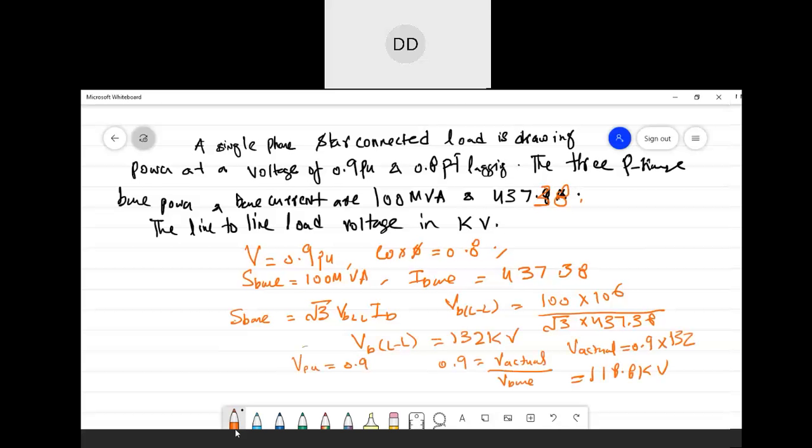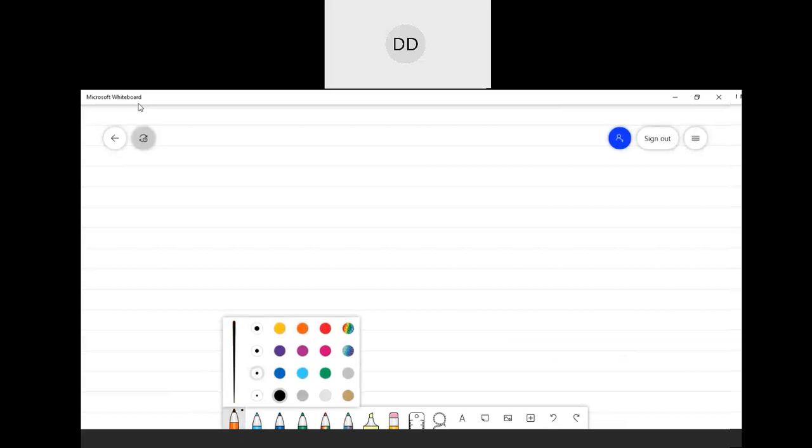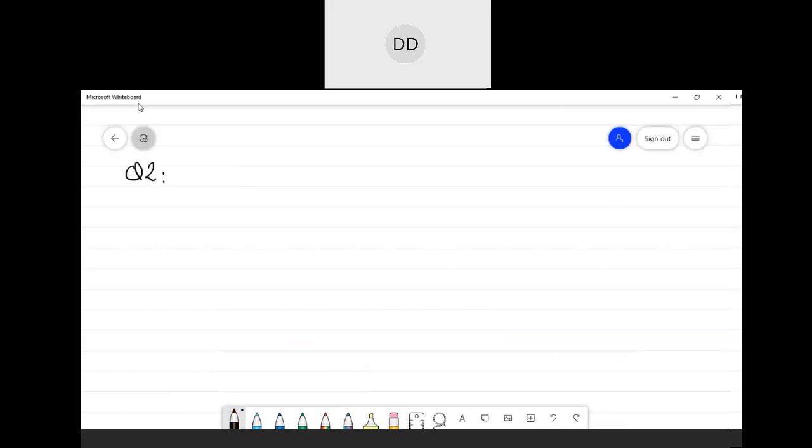Now let's move to another problem, a very simple problem on per unit system. So let's do one more problem. These are competitive exam problems. Let's do one more problem and make our skills strong as far as the per unit system is concerned. So problem number 2, let's do it.